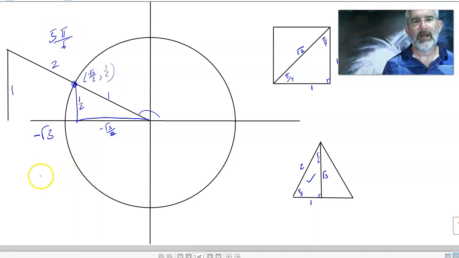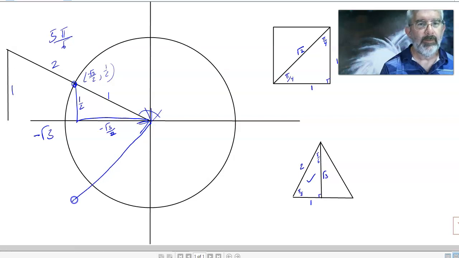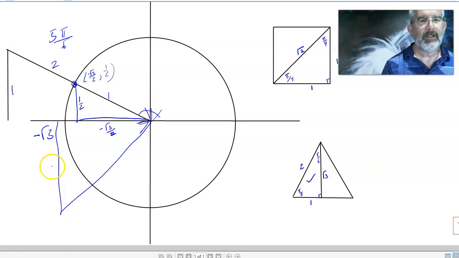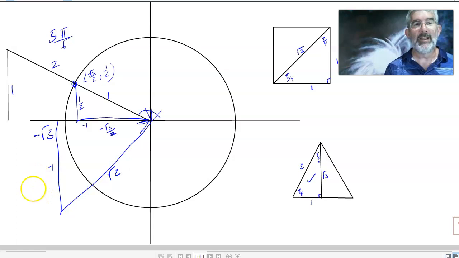How about 5 pi over 4? 5 pi over 4, I think of, there's 1 pi over 4, 2 pi over 4, 3 pi over 4, 4 pi over 4, 5 pi over 4. So I'm sticking down here in the middle of the third quadrant. Drop a perpendicular. Side lengths 1, 1, square root of 2, except that this is negative, and that's negative because I'm in the third quadrant. So I can see that the sine of 5 pi over 4 is going to be minus 1 over radical 2, and the cosine is going to be minus 1 over radical 2.